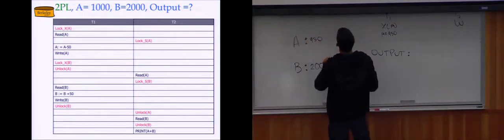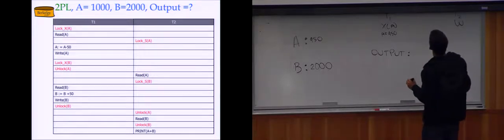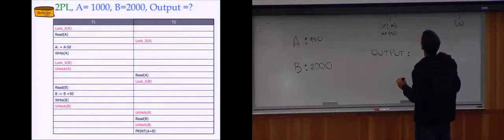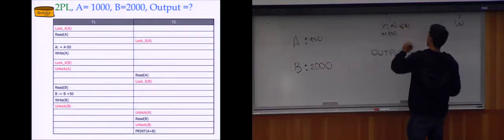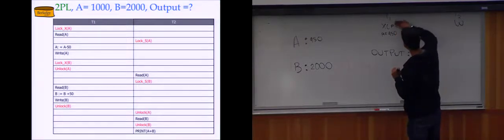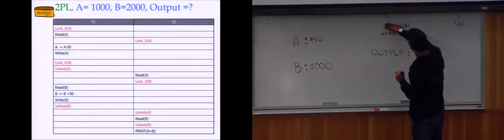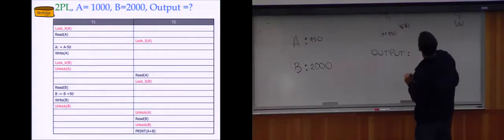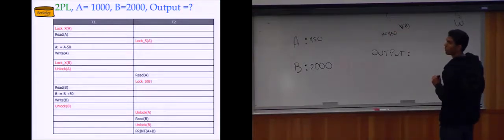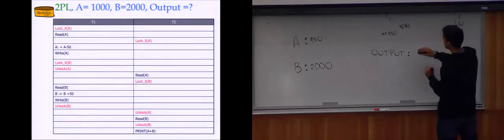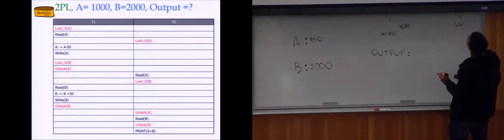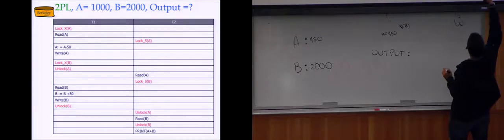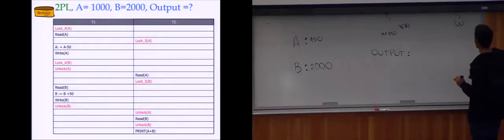And because T2 is just spinning anyway, T1 gets to keep going, and it's going to get an exclusive lock on B. And it's going to unlock A. All right, from now on, it can't lock anything ever again because it just unlocked something, right? It's two-phase locking. All right, it unlocked A. So no more locks for transaction 1. But it still has a lock on B, so it can read B. And it gets that B is 2,000, right?